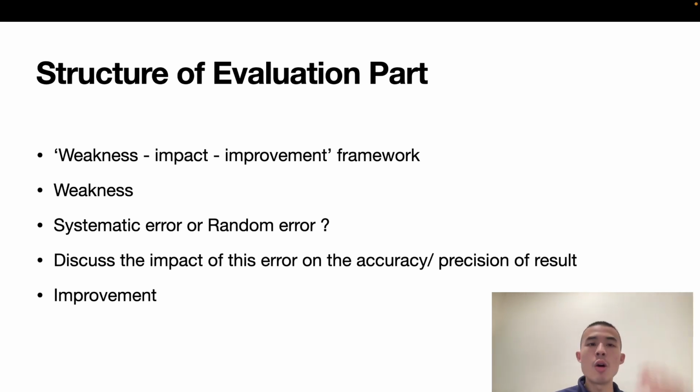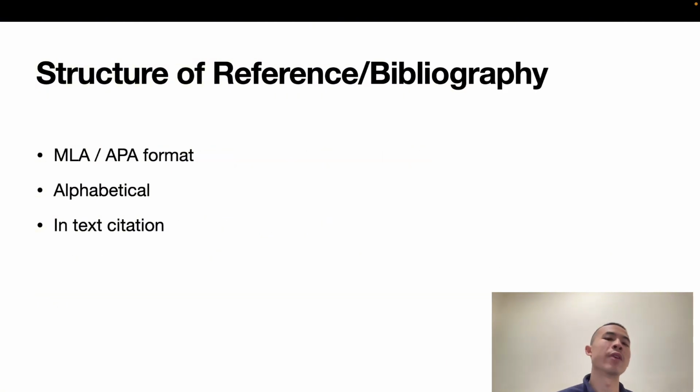Now, this is the whole structure of a lab report, with the very last part being the references. Remember, the references you list out should be in alphabetical order, and please check again. You should have in-text citations in your lab report. So that's the structure. For the coming videos, I will talk about each part in detail.